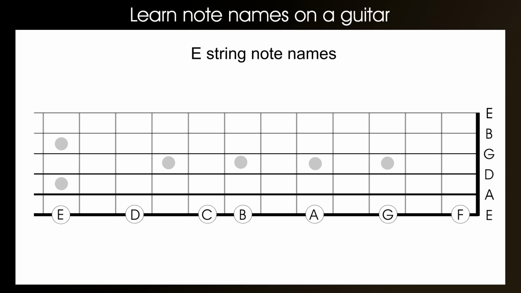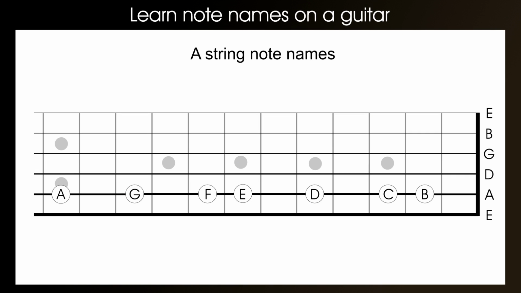The notes on the bottom string then, starting with the open E, are E, F, G, A, B, C, D, E. We stop on the 12th fret because the pattern repeats itself. Notice the B and the C are next to one another. Also, not so obvious, but the E and the F are also close to one another. By learning the names of the notes on the bottom E string, you're also learning the name of the notes on the top E string. So now you've mastered the names on 2 strings of your guitar.